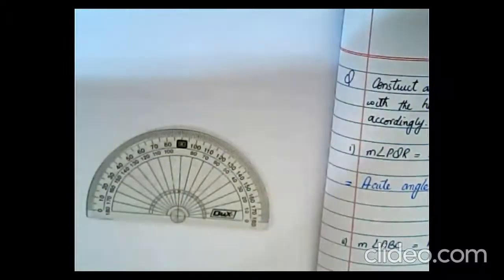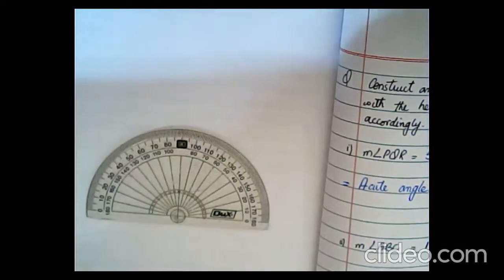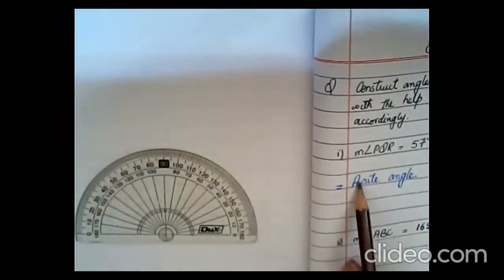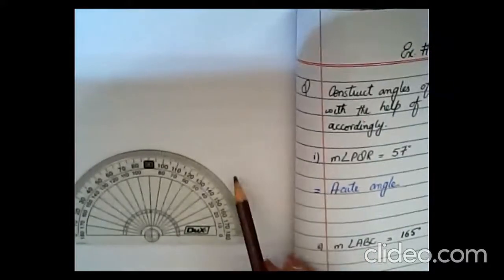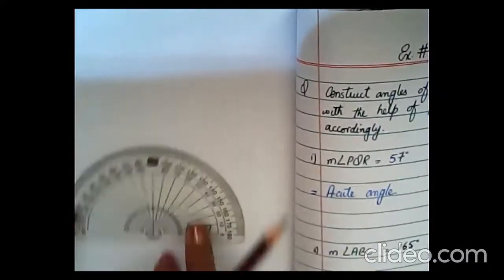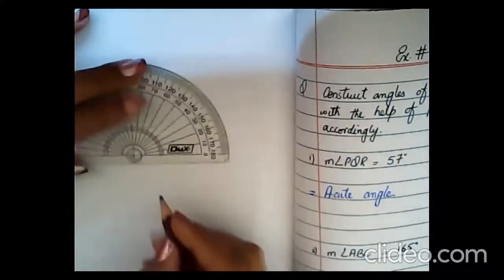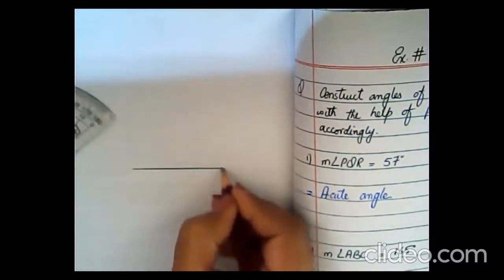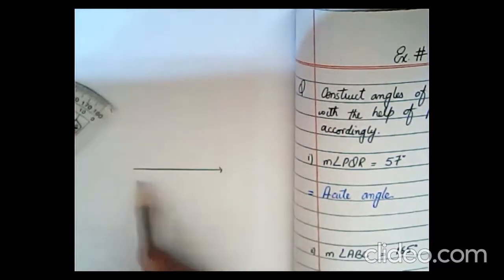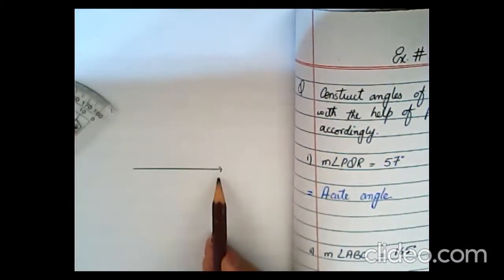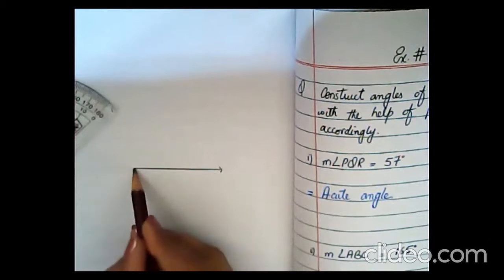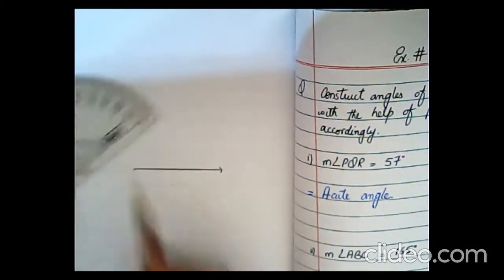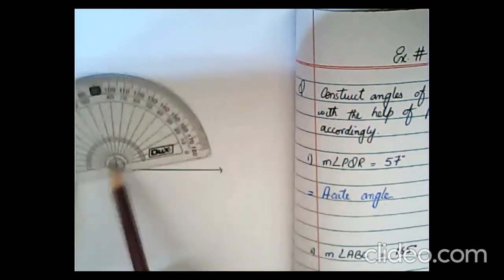For this, what will you require? A protractor. Tell me, are protractors there? Are the digits clear or not? So for this question, I am going to draw the acute angle. First you will draw a ray with the help of a ruler. In a ray, you know that there is one end point, and on the other side you have an arrowhead. Now, this is the end point. On this end point, you will place the point of the compass. This is one.